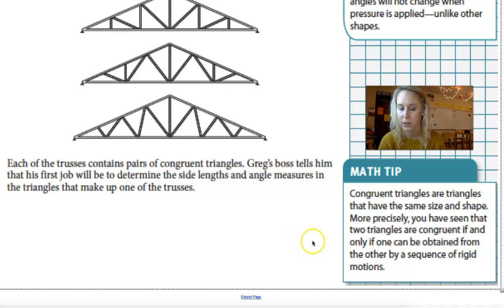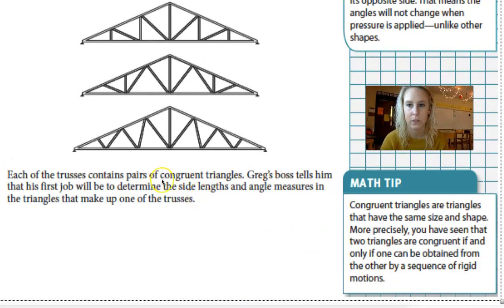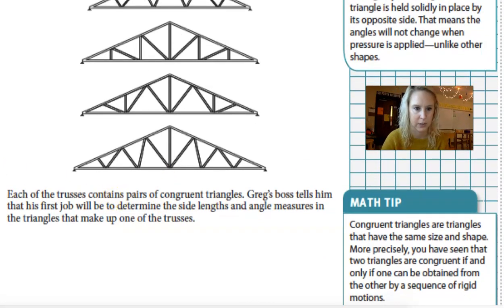Okay? So one more math tip. Congruent triangles are triangles that have the same size and the same shape. More precisely, you have seen that two triangles are congruent if and only if one can be obtained from the other by a sequence of rigid motions. That's like a plug to rigid motion in Module 2. So basically when I move something, when I flip it, when I rotate it, I'm not changing its angles. Okay, so it's got rigid motion. All right, so let's take a look at these trusses on the next page.